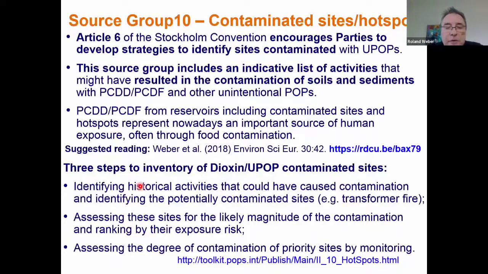Then do an assessment for the individual sites, of what kind of magnitude the contamination might have. And then also do a ranking of the different sites in respect to exposure. This means, is this site somewhere where children are playing, or somewhere where you have grazing of cattle or chicken? And then the third step would be monitoring.